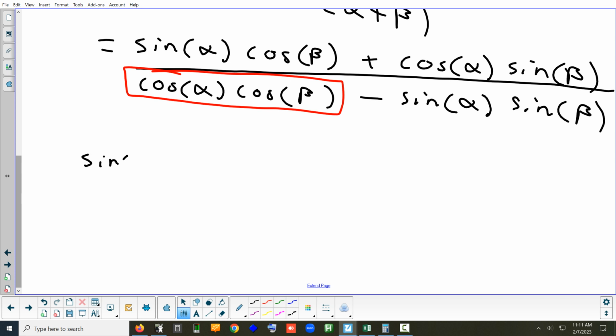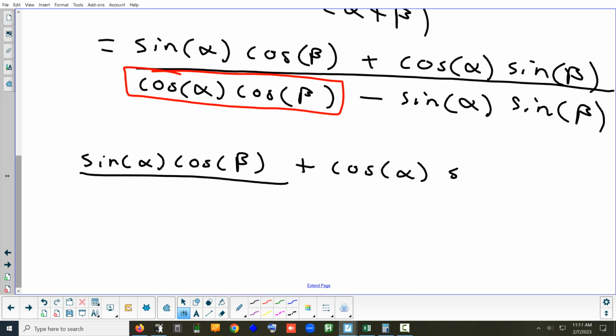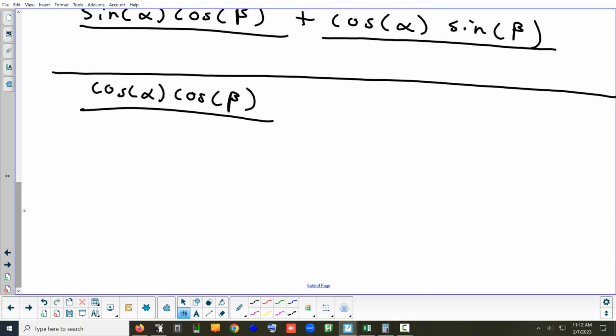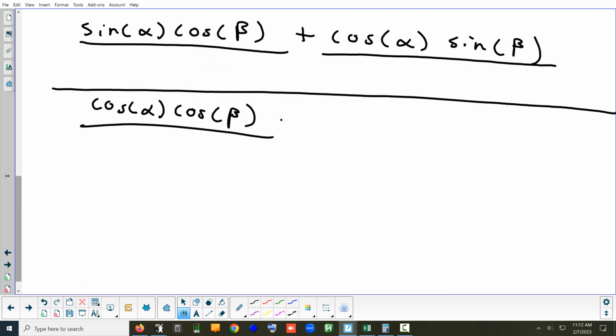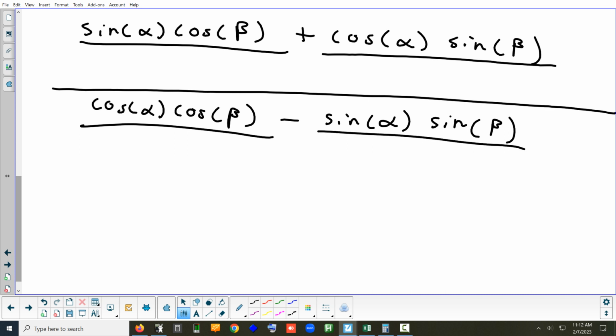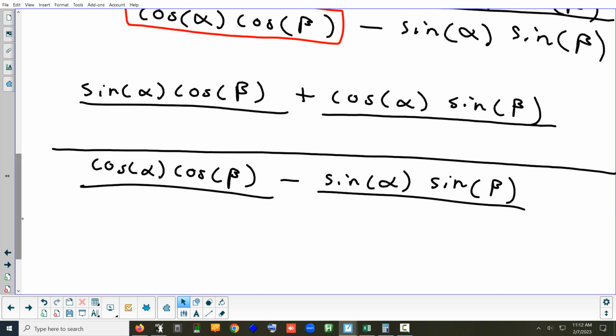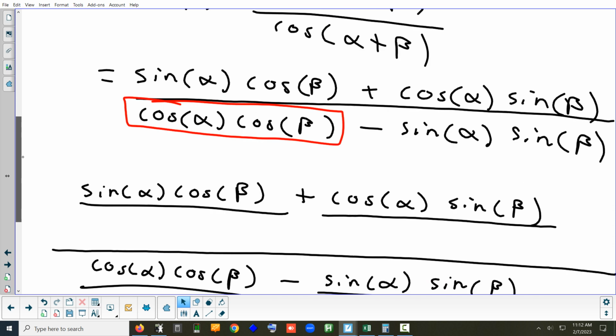Let's see what happens. So we have sine alpha, cosine beta. Leave room to do some division. Cosine alpha, sine beta. Leave some more room to do division. And now let's write down the bottom. Cosine alpha, cosine beta. Leave a little bit of space. And sine alpha, sine beta. Okay. And what are we going to divide everything by? Cosine alpha, cosine beta. We're forcing the lower left here to look like the identity.